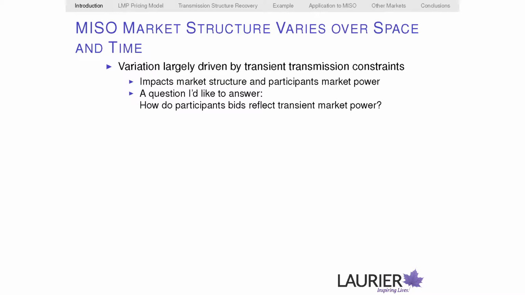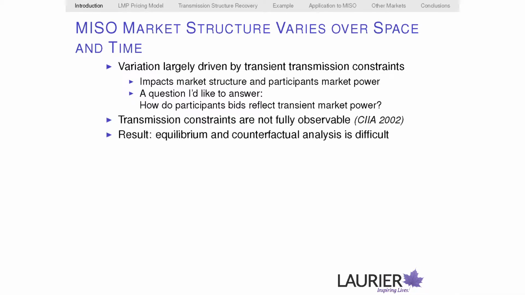But unfortunately, these transmission constraints aren't fully observable. It's difficult to understand, due to actual legislation such as the Critical Infrastructure Information Act of 2002, there's limited visibility into how a particular node is affecting a particular transmission line. And this makes equilibrium and counterfactual analysis difficult. And Ali alluded to this yesterday, that LMP markets are hard to do the type of work in electricity markets which has been done in other settings.